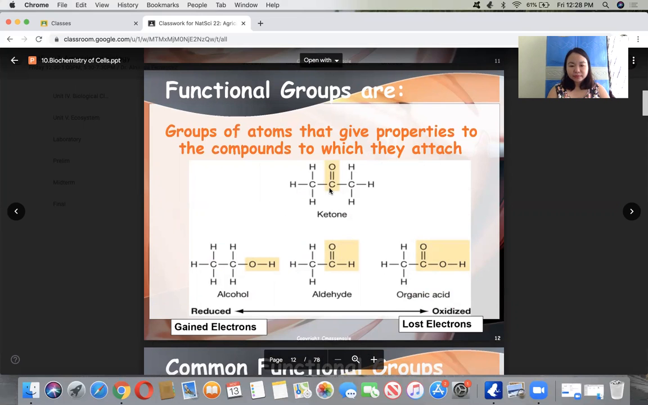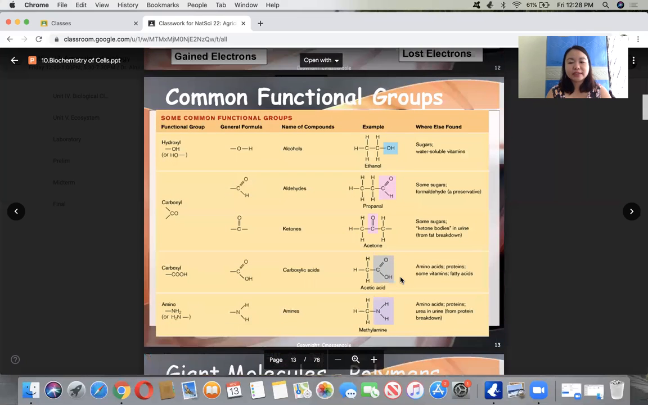We have here the ketone, with a double bond between carbon and oxygen, the alcohol with the OH, the aldehyde with the COH, and the organic acid, which has a C double bonded to oxygen and an OH single bond. These go from the reduced, with gain of electrons, to the oxidized, or lost electrons. These are therefore the common functional groups.